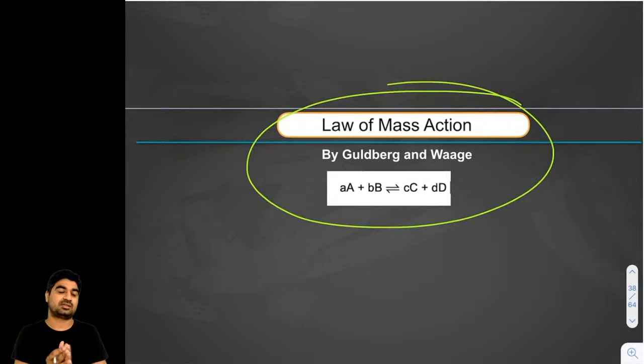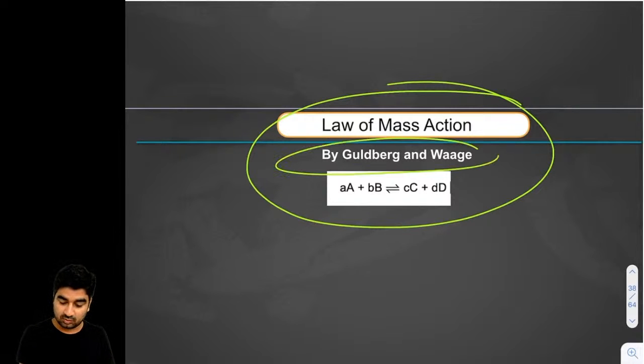What is law of mass action? Why do we need it? And Guldberg and Waage, why am I taking their names? So I will discuss.